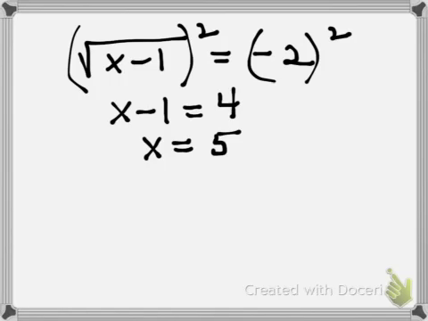So I have the square, now when I substitute back in, 5 minus 1 is 4. The square root of 4 can be positive or negative 2. So this does check.